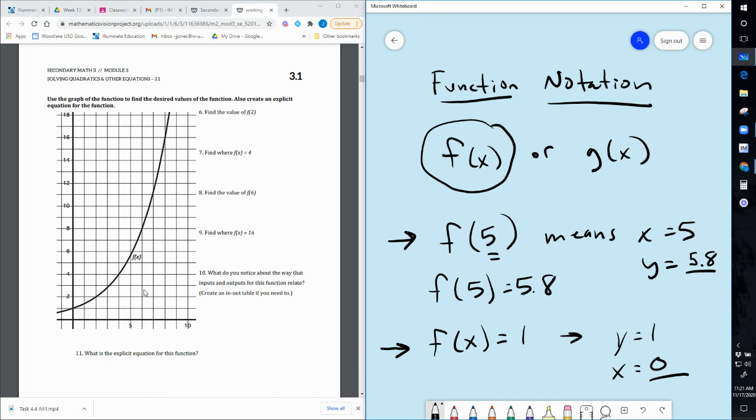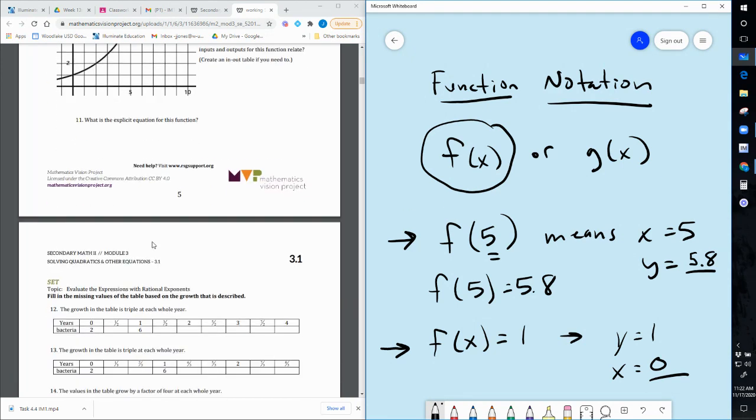Number 10, what do you notice about the way the inputs and outputs for this function relate? Create a table. So create a table and then explain problem number 10.